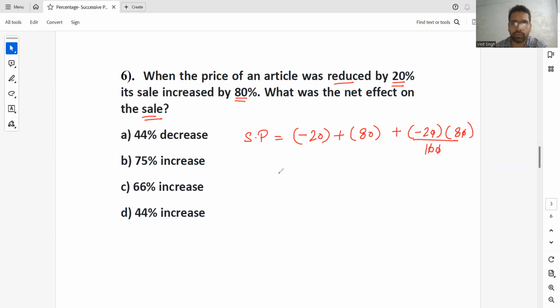Here, minus 20 plus 80 is 60, minus 2 into 8, which is equal to 44. Now 60 minus 16 is positive. So 44% increase, not decrease. Here we are getting the value in positive. Positive means it increases. So 44% will increase.